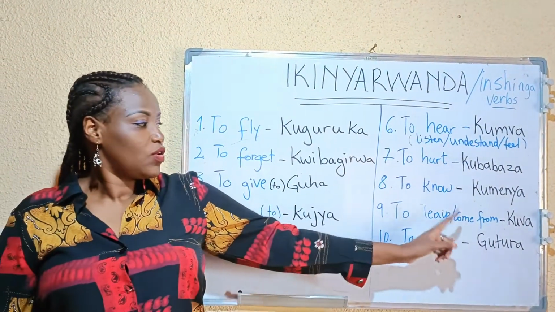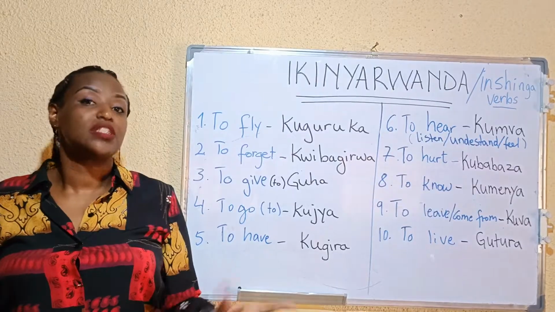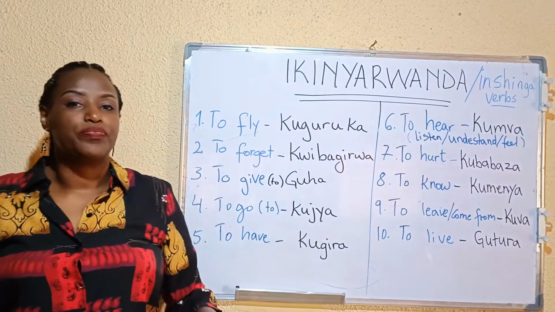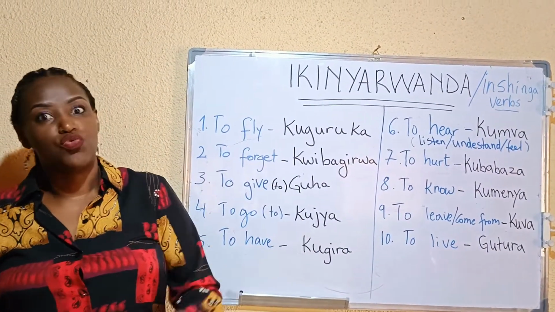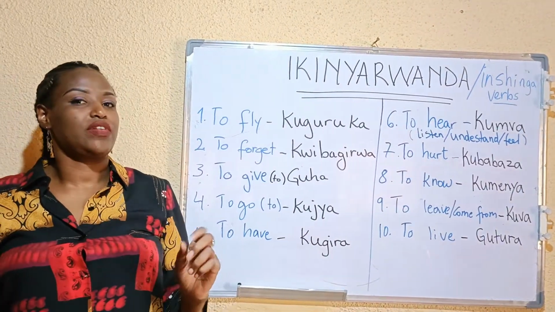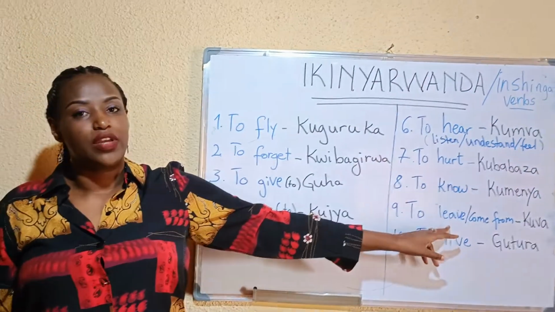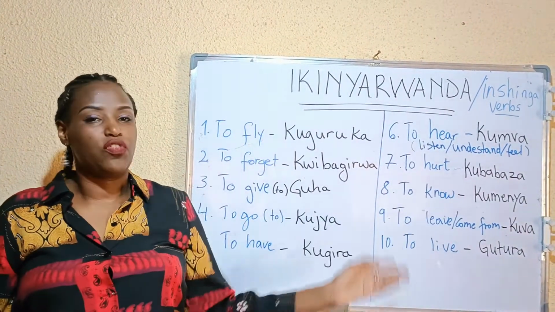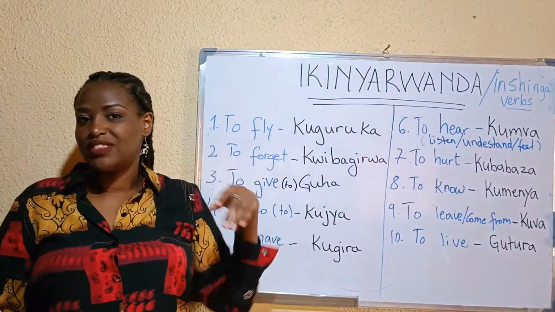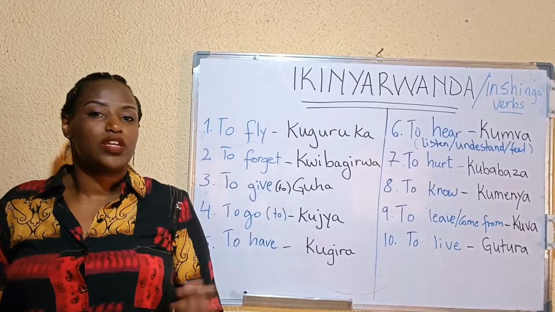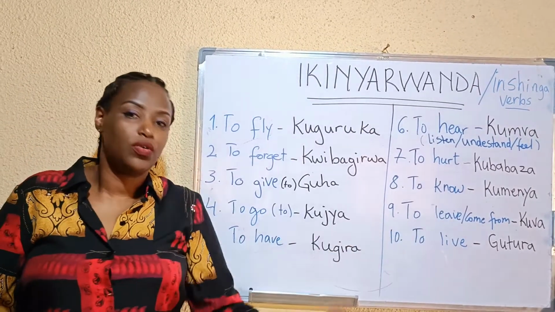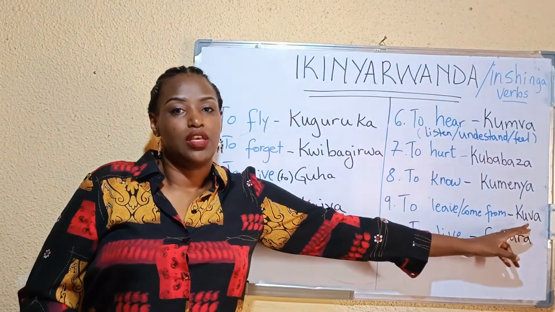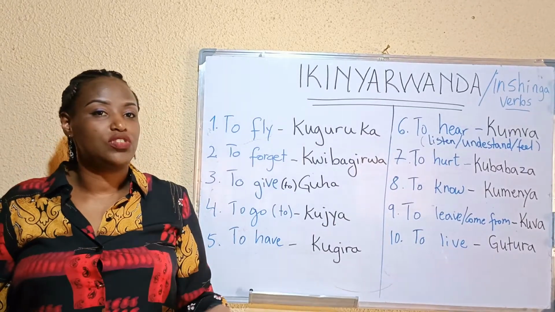Number 9 is to live or come from. I put this together because sometimes in context it can be like to come from. Most of the time we use kuva for come from. Kuva. Mvuye murugo. I'm coming from home. Also the conjugation is irregular. And we can also use it for leave, like I leave home at 7. Mva murugo saa moya. So it can be both, but most of the time it's come from. When you talk about a place you're coming from, like you reach a place and you're telling people, I'm coming from town, I'm coming from work, that's the kuva you're using. Not to come from as a country or origin.